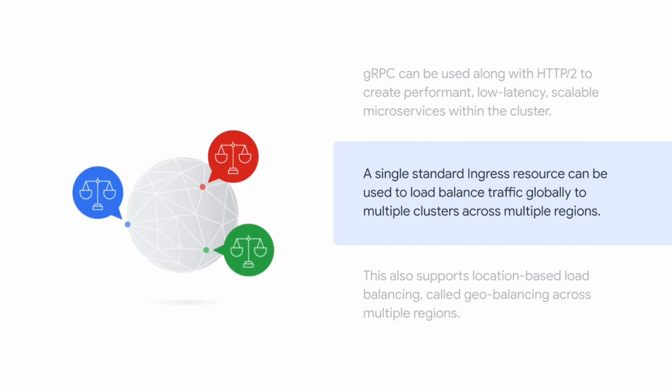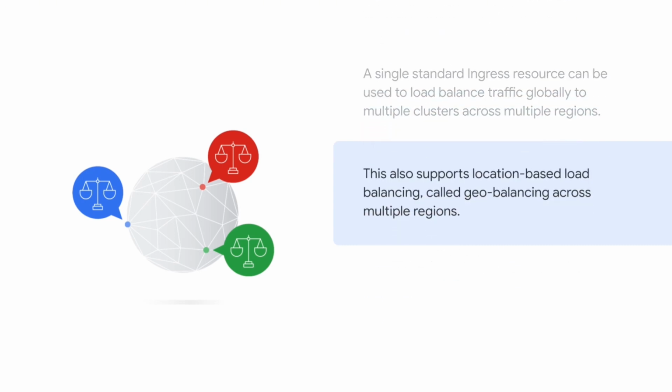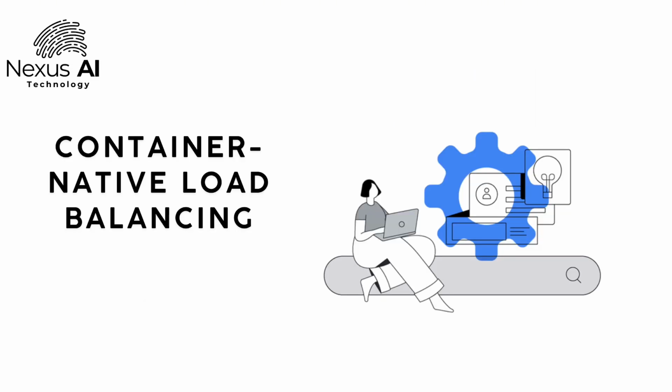Finally, with multi-cluster and multi-region support, a single standard Ingress resource can be used to load balance traffic globally to multiple clusters across multiple regions. This also supports location-based load balancing called geo-balancing across multiple regions, which improves the availability of the cluster.